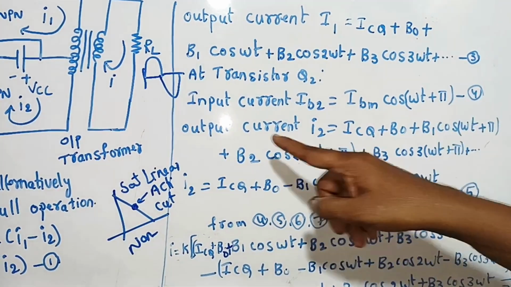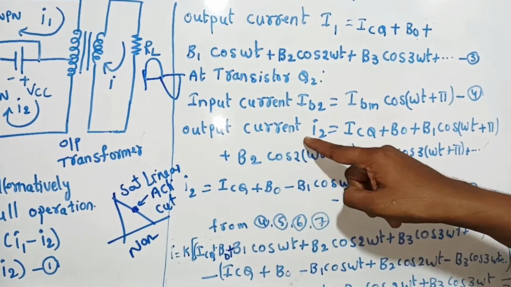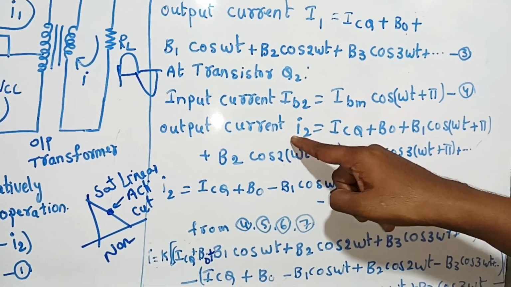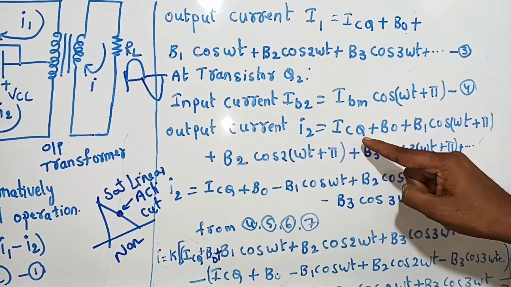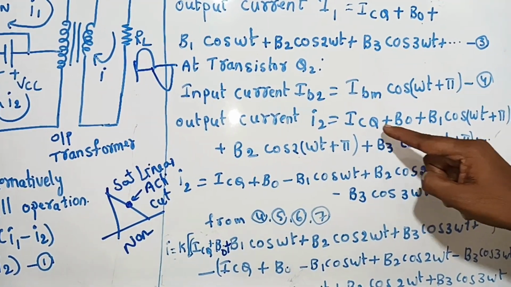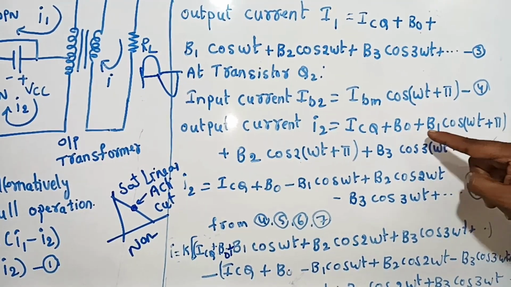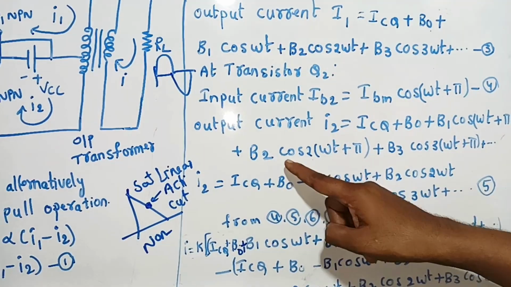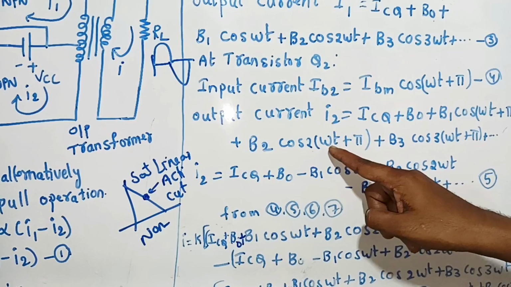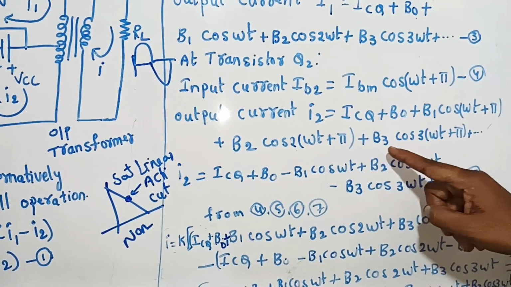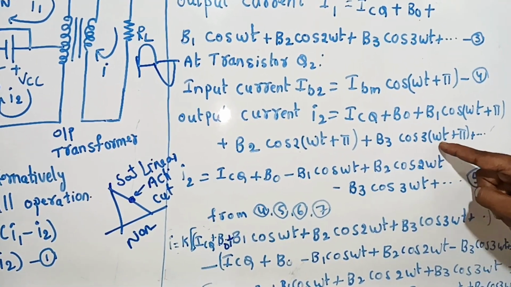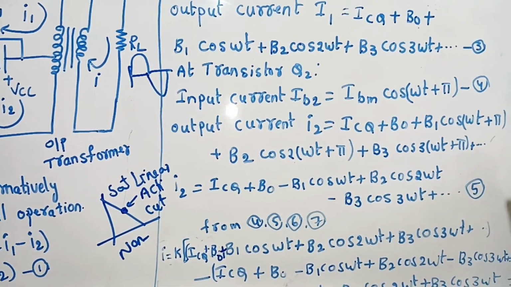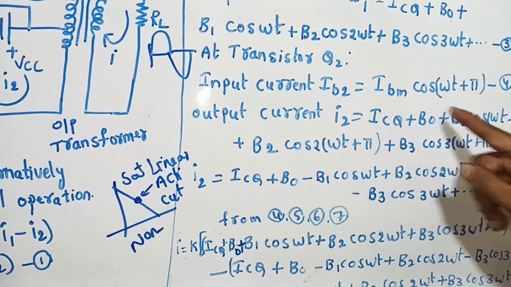Then go to the output current. For the second loop, at transistor Q2, the output current I2 is equal to, same as the third equation, ICQ plus B0 constant plus B1 into cos omega t plus phi plus B2 into cos 2 into omega t plus phi plus B3 into cos 3 into omega t plus phi plus so on. Here I am taking up to third harmonics. Then I am going to simplify this.